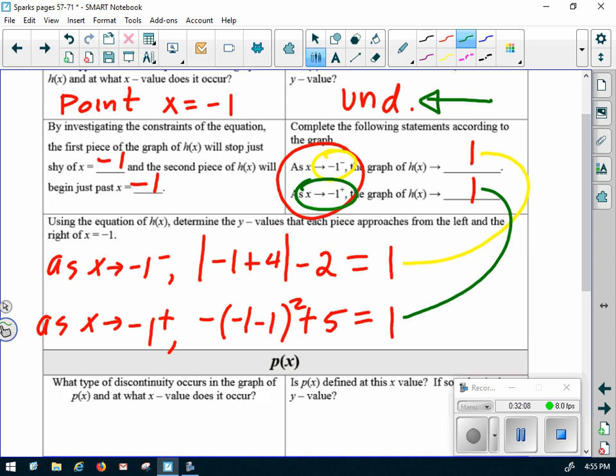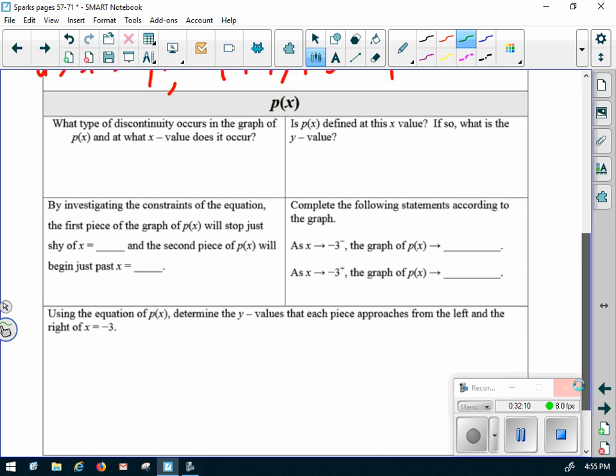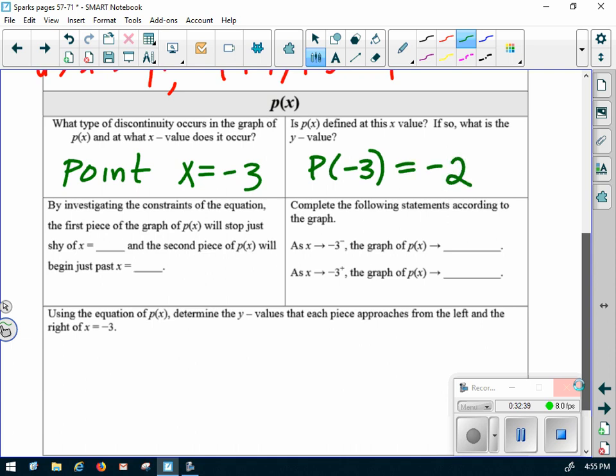P of x, last one. What type of discontinuity occurred on P of x? I believe we said it was a point discontinuity at x equal -3. Is the function defined at this x value? Yeah, your x equal -3 does have a y value that goes with it. P of -3, you see that point down there, is -2.